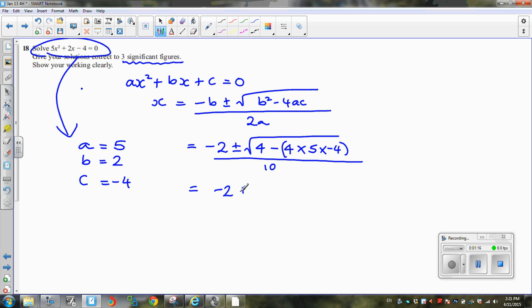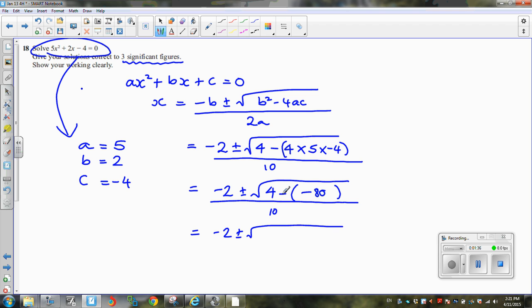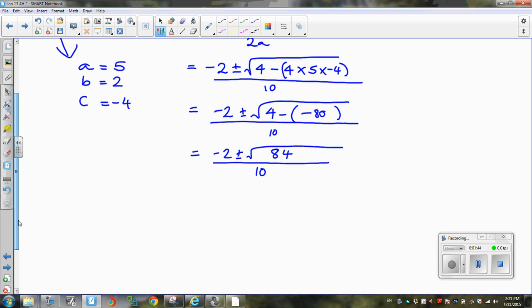So that's minus 2 plus or minus the square root of 4 minus, now if I work out the bracket, 4 times 5 times minus 4, well that comes out as minus 80. And that's divided by 10. And I can see now that the top is going to be minus 2 plus or minus the square root of 4 minus minus 80 is actually 4 plus 80, which is 84. And that's divided by 10. I now get my calculator out.